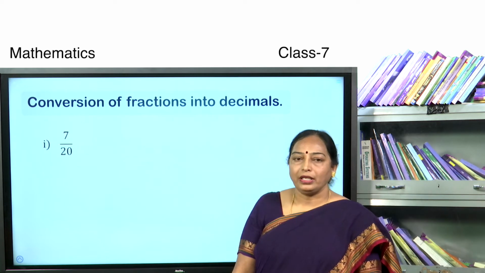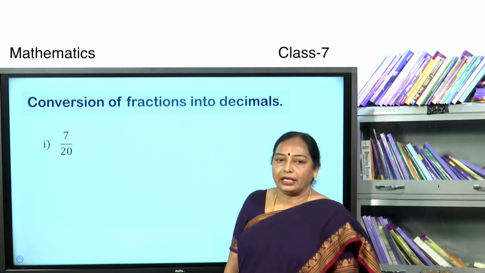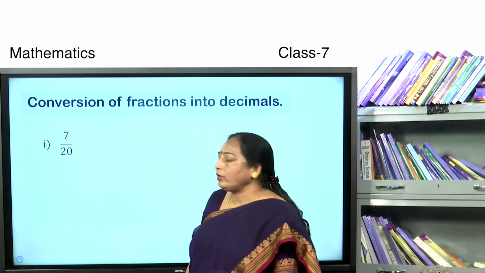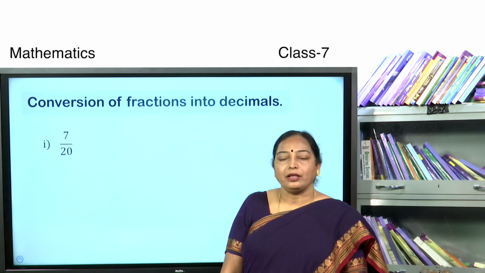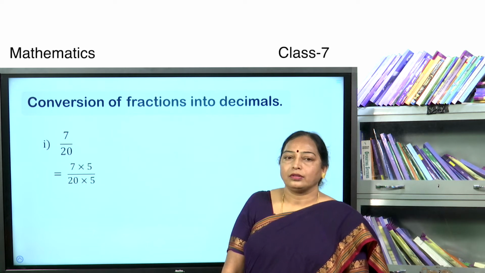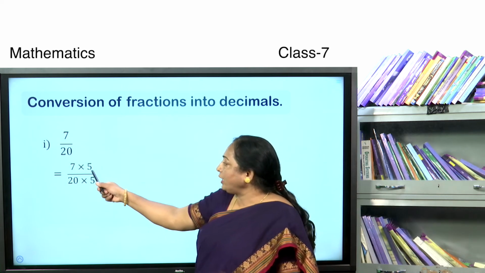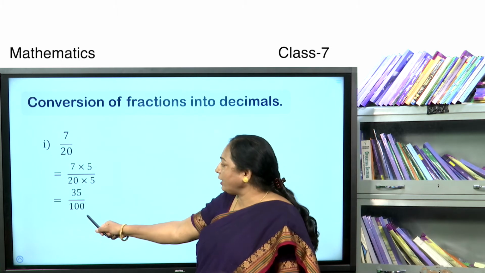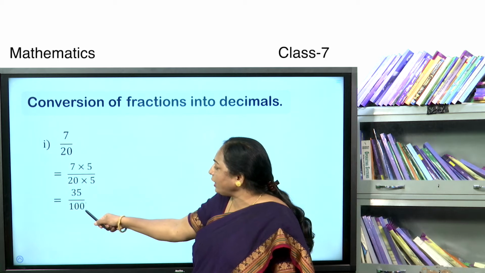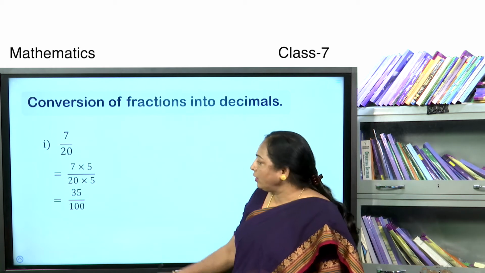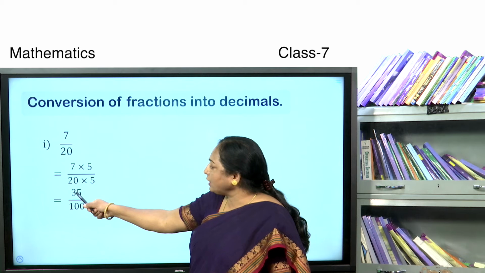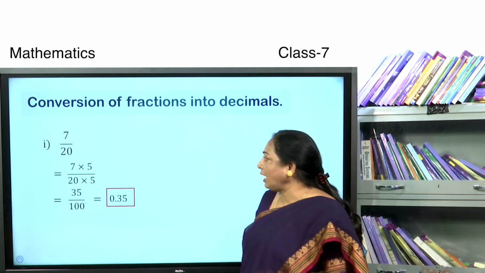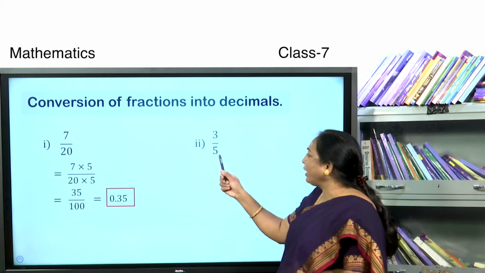Let us recall the conversion of fractions into decimals. For example, 7 by 20. We write the denominator as 10, 100 or 1000. Here, we have to make the denominator 100. Therefore, we should multiply both numerator and denominator by 5. Multiplying numerator with numerator and denominator with denominator, we get 35 by 100. How many zeros are there with 1 in the denominator? 2 zeros. That is why we place the point after 2 digits from the right, and we get 0.35 as the answer.